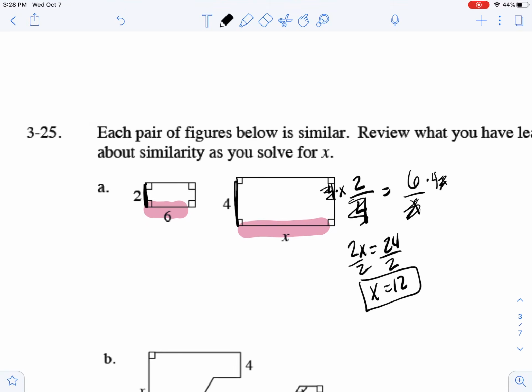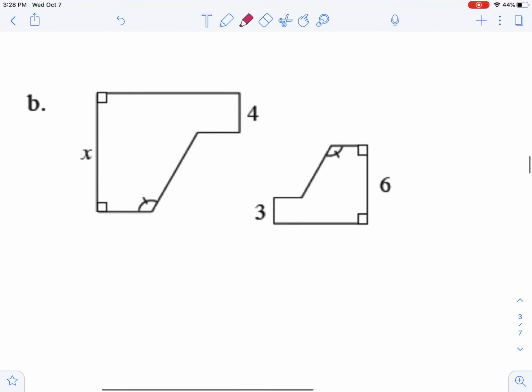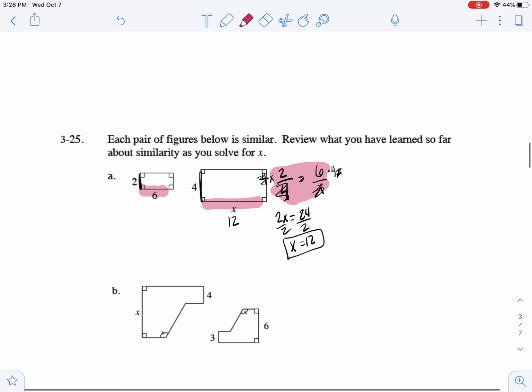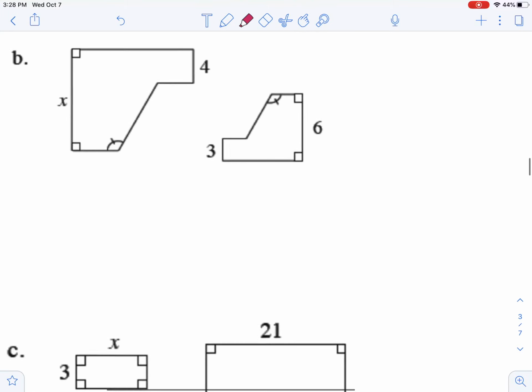Okay, now you might have been able to look at this and just realize x was 12, but I want you to practice setting up these proportions because eventually we won't be able to just tell, and we might have some expressions in there, not just numbers, so having that skill to fall back on is important. Okay, again, the directions told me these figures are similar, so I know that I can do this. The sides have to be proportional.